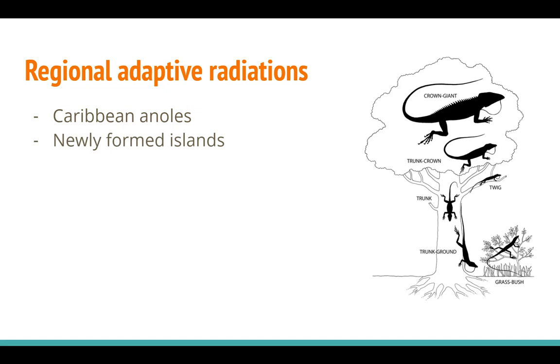We can also see regional adaptive radiation happening in newly formed islands. If you have a set of volcanic islands that's just emerging from the ocean, there are all of these new niches where species can spread out and fill in those different places in the environment.